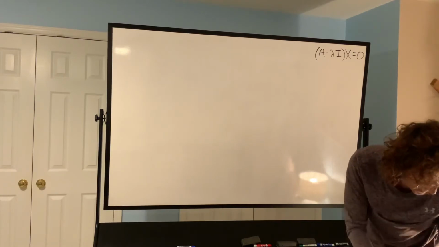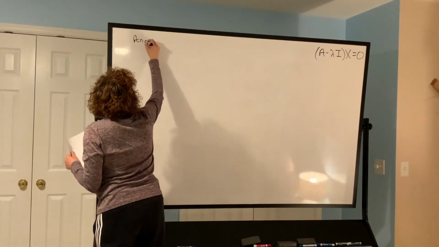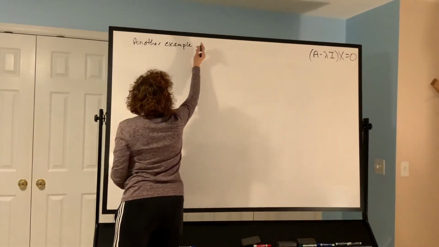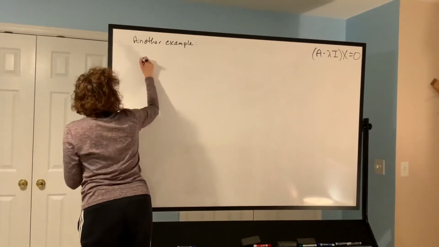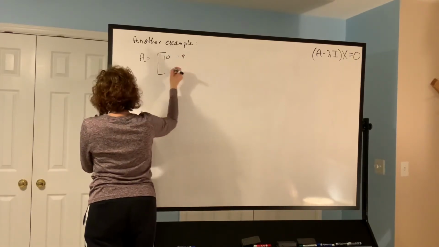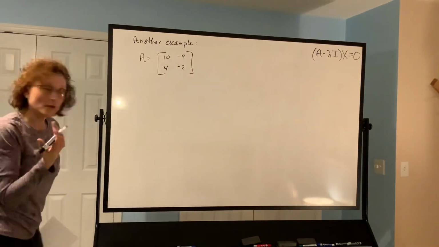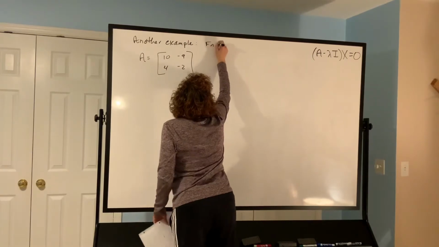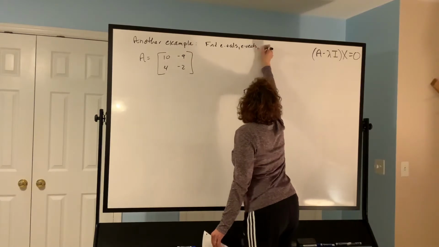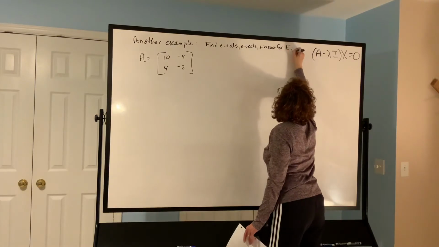So let's do a little 2 by 2. Let A this time be the matrix 10, -9, 4, -2. Find eigenvalues, evals, eigenvectors, evex, and bases for eigenspaces.